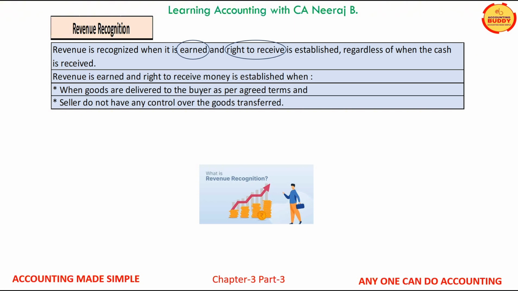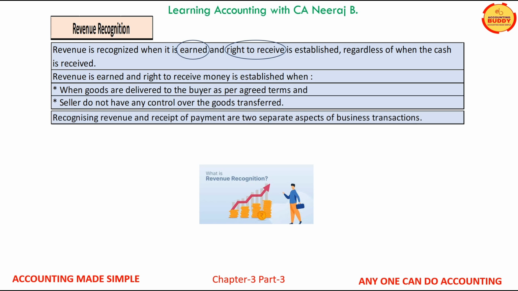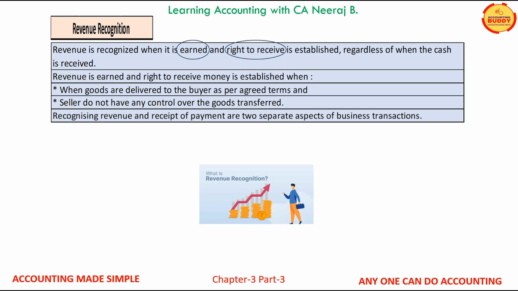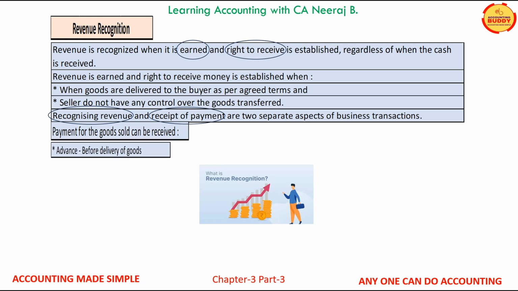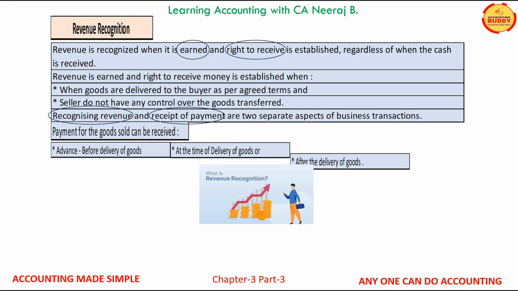Therefore, recognizing revenue and receipt of payment are two separate aspects of a business transaction. Now, payment for the goods sold can be received either in advance, that is before the delivery of the goods, or at the time of the delivery of the goods, or after the delivery of the goods.